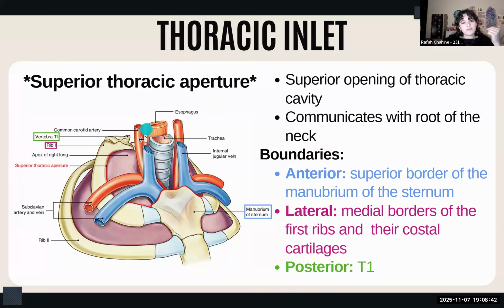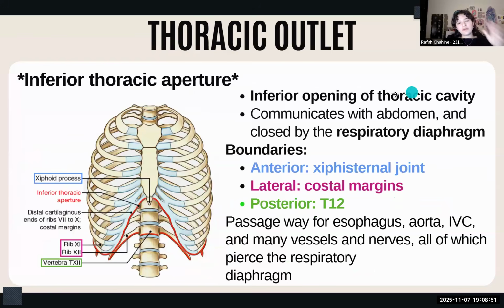And posteriorly, what do we have? We have the first thoracic vertebrae or T1. And all of this is color-coded for ease of understanding. Fine. Now we're going to move on to the thoracic outlet or the inferior thoracic aperture.